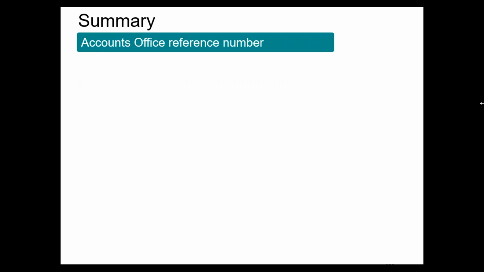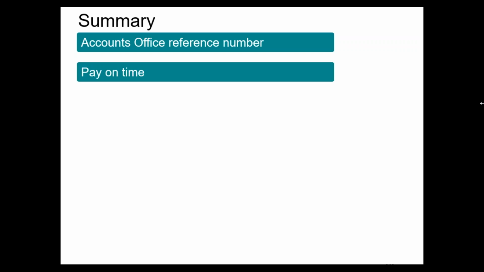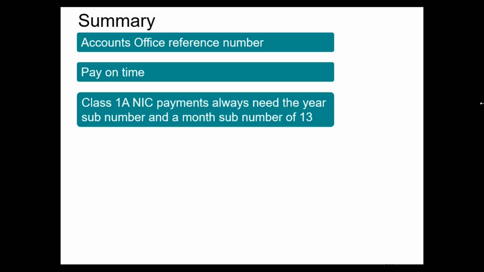Always use the correct Accounts Office reference number when you make a payment to HMRC, and include the year and month sub-number if necessary, for example if you're making a late payment or you're making a payment of Class 1A National Insurance. If you pay on time, your payment will automatically be allocated to the correct month and year. Except that Class 1A payments always need the year sub-number and the month sub-number of 13.